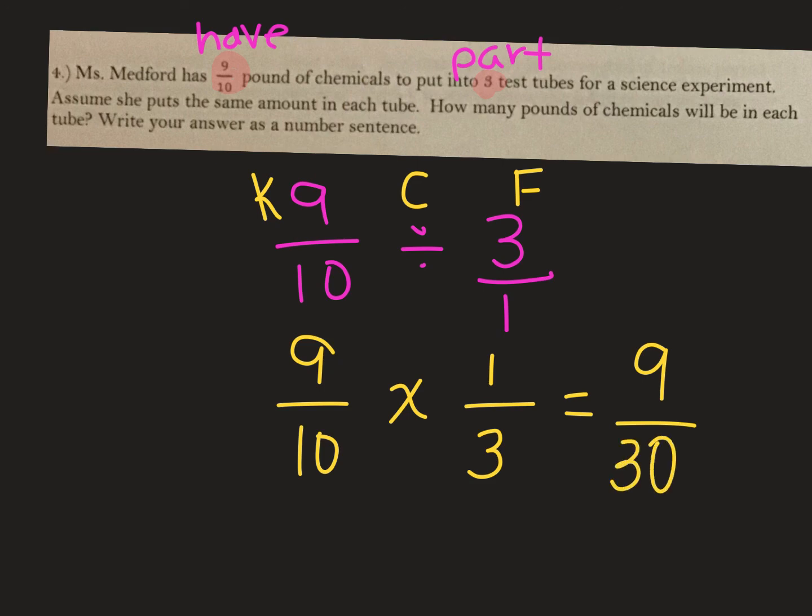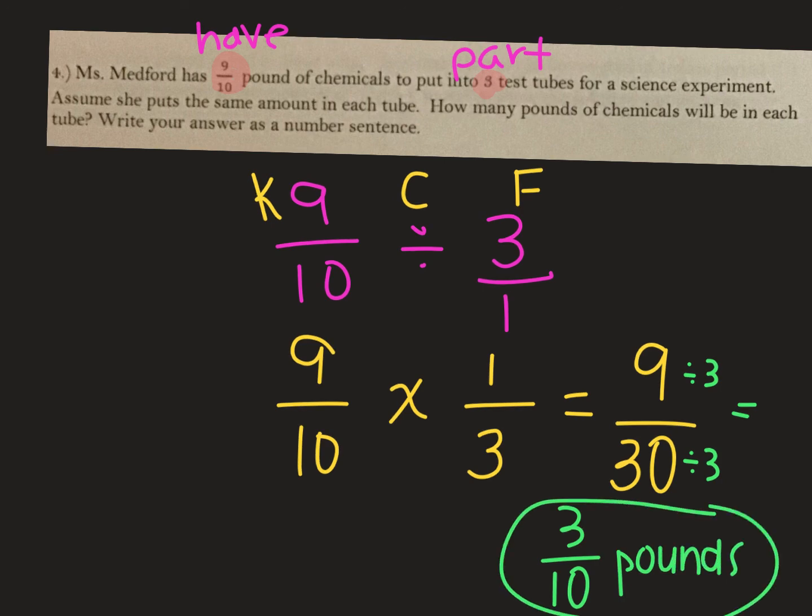Now, this is not in simplest form. Both of these numbers can be divided by 3, which will give us a simplified answer of 3/10. And if we go back to the question, it says how many pounds. So you could put pounds, you could put lbs, both would be correct. So 3/10 of a pound in each test tube.